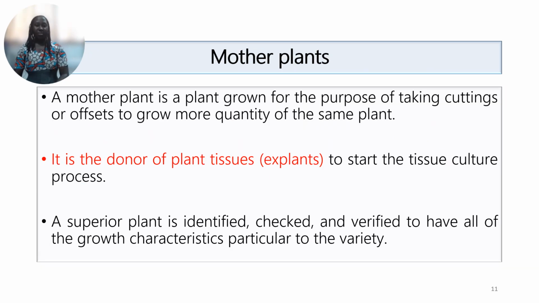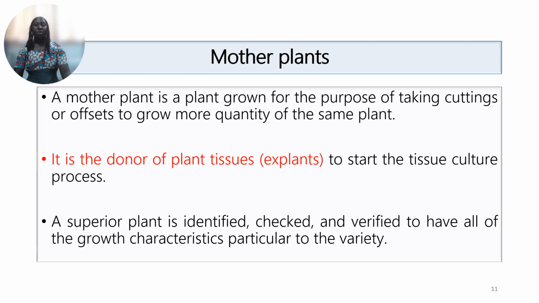So what is a mother plant? A mother plant is a plant grown for the purpose of taking cuttings or offsets to grow more quantity of the same plant. So it is a donor of the plant tissues. This is where we get an explant from. And an explant is a piece of meristematic tissue that is used to start the process of the tissue culture technique.